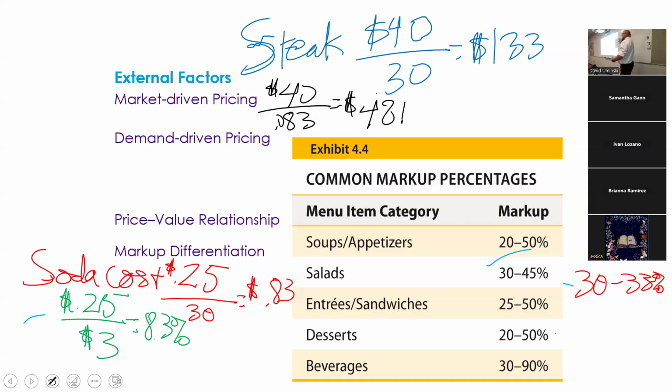Okay, so the purpose of going back and forth between sodas and steaks is just to demonstrate that different items have different percentages. Okay, typically the larger the cost of the ingredient, the larger the percentage is going to be. The lower the cost, that lower percentage is going to be. Okay.